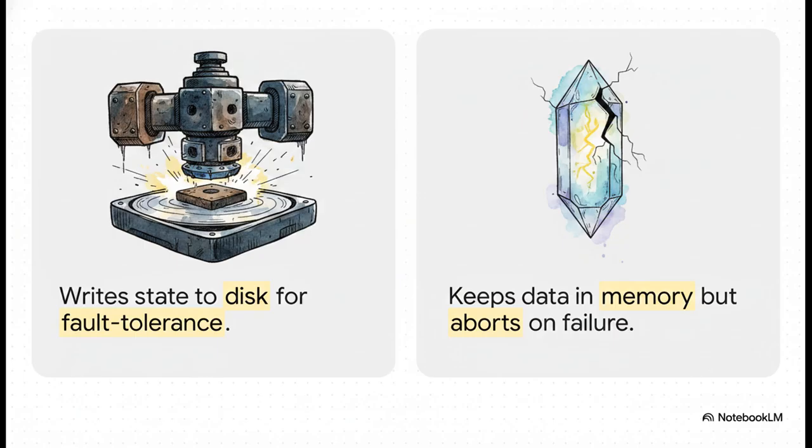It was total chaos. Because of this, MapReduce was designed to frequently write its intermediate state straight to the hard disk.